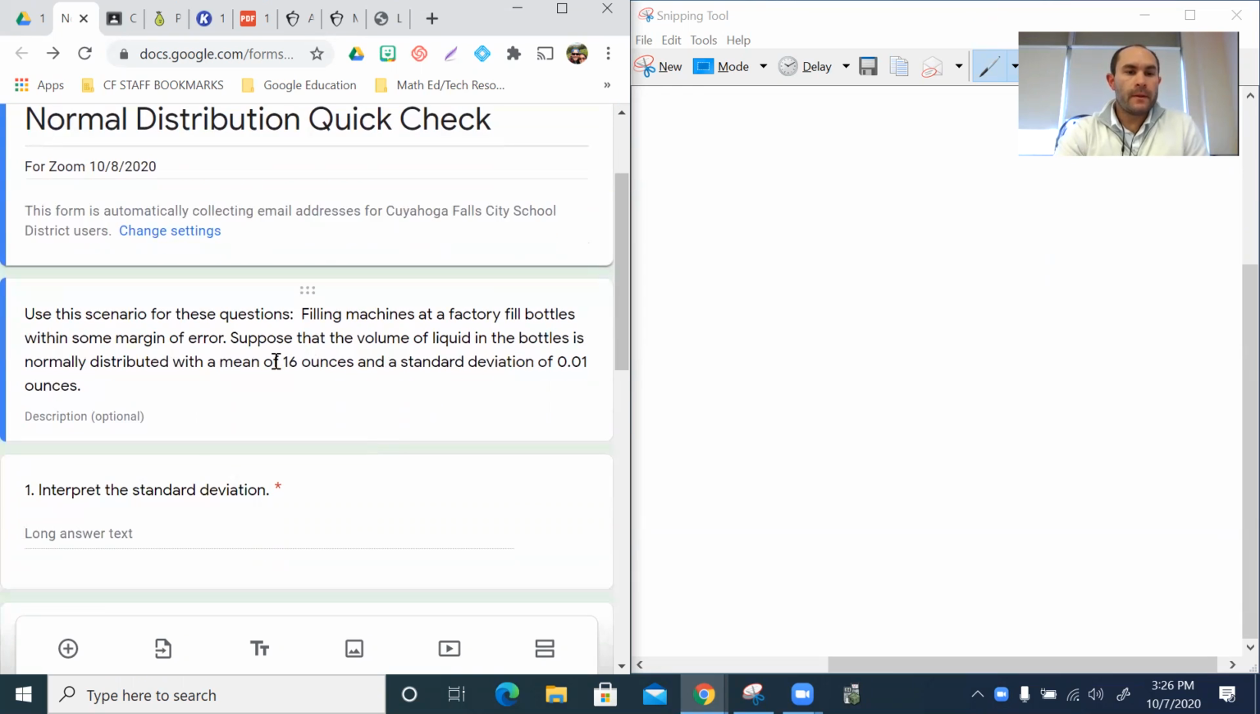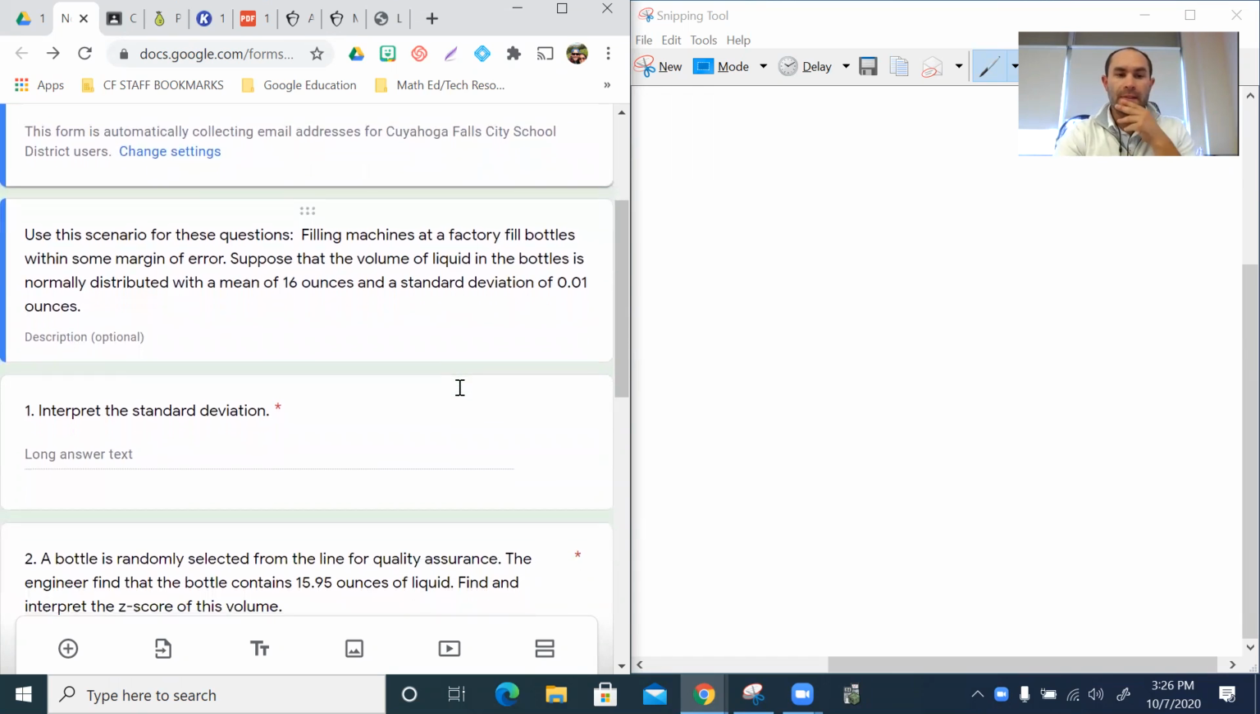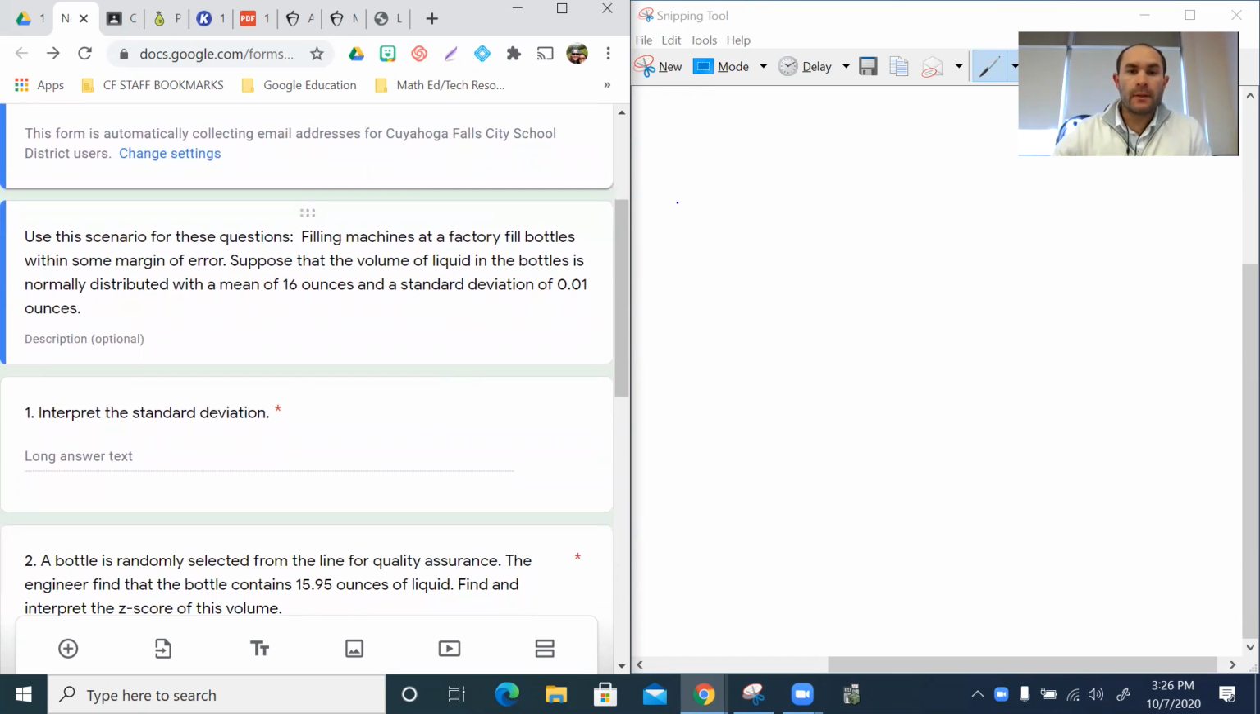Okay, so we know that the machine normally fills with volumes of liquid that are normally distributed with a mean of 16 ounces, standard deviation of 0.01 ounces. The first question here is, what does the standard deviation mean? We interpret standard deviation as the average distance from the mean.